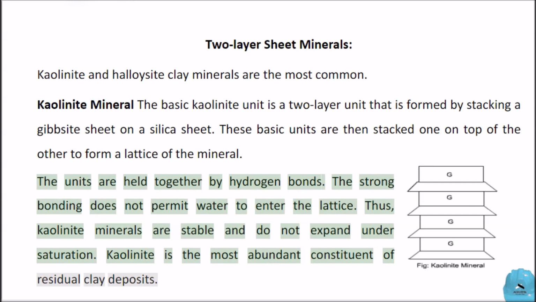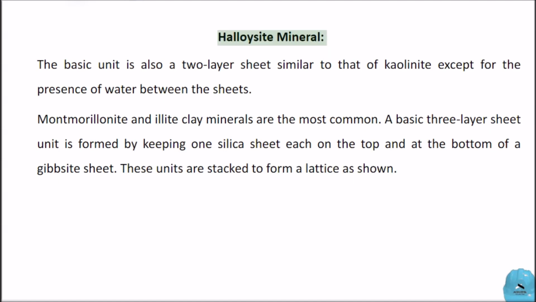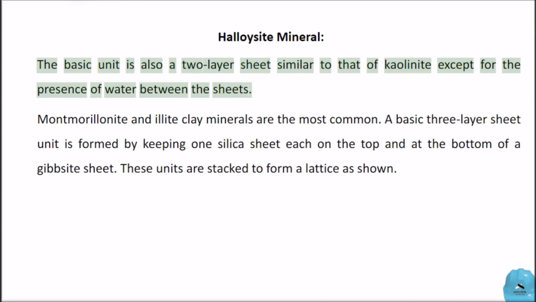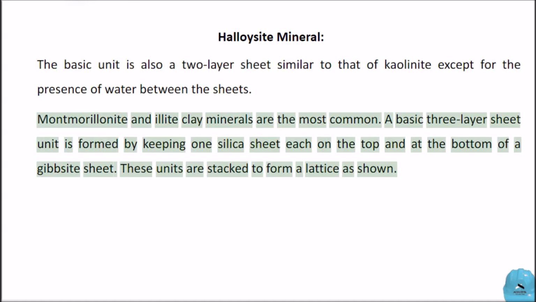Kaolinite is the most abundant constituent of clay. Halloysite mineral. The basic unit is also a two-layer sheet similar to that of kaolinite except for the presence of water between the sheets. Three-layer sheet minerals. Montmorillonite and illite clay minerals are the most common. A basic three-layer sheet unit is formed by keeping one silica sheet each on the top and at the bottom of a gibbsite sheet. These units are stacked to form stacks as shown.